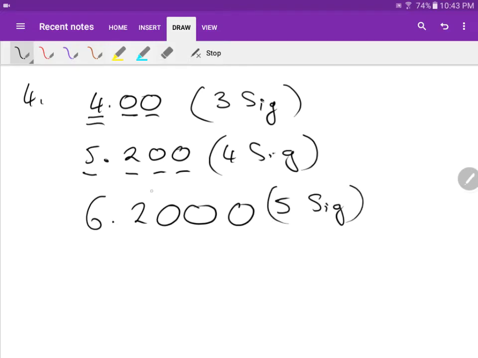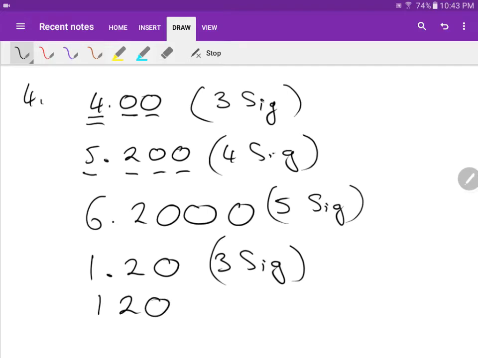So remember this, guys, a lot of students struggle with rule number 4, because it can be confusing. So let's say 1.20. How many significant figures is that? That's right, 3 significant figures. Let's say 120. This can be confusing. How many significant figures is that? 2 significant figures, because the 0 at the end of a whole number doesn't count. Not significant. So that's what it is.